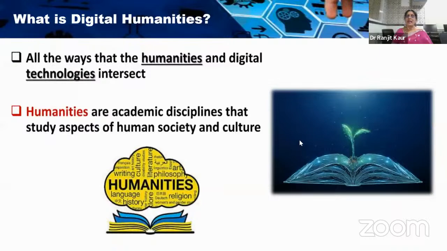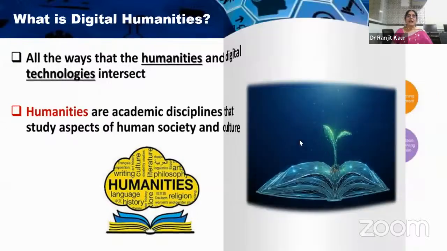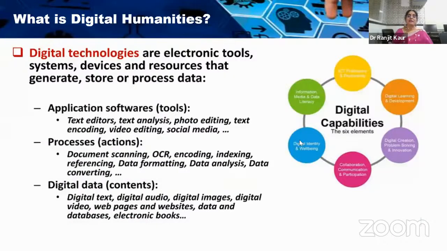So when the humanities and digital technologies intersect with each other, and the humanities, we are all aware, are the academic discipline in which human society, culture and art merge together. And when humanities merges with literature and literature merges with technology, what is created is known as digital humanities. So when multiple application software and digital technologies merge with humanities, with different processes for research and analyzing data, and through the digital data multiple contents are created, that is known as digital humanities.